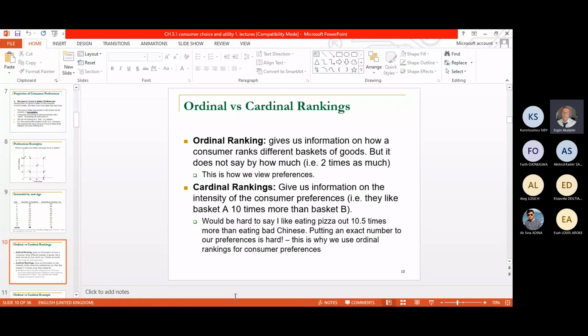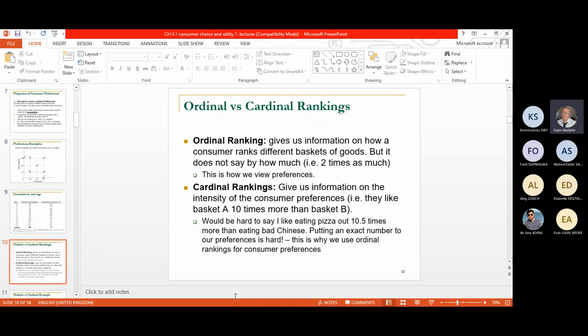And the cardinal ranking gives us information on the intensity of the consumer preferences. They like basket A 10 times more than basket B, which is the comparison here, and it is subjective. Therefore, it would be hard to say I like eating pizza 10 times more than eating bad Chinese, and putting an exact number to our preferences is hard.